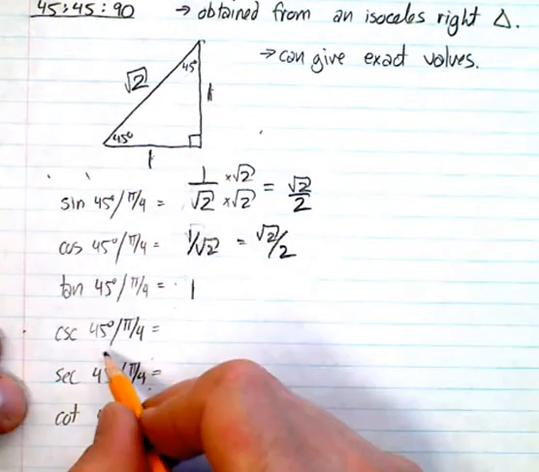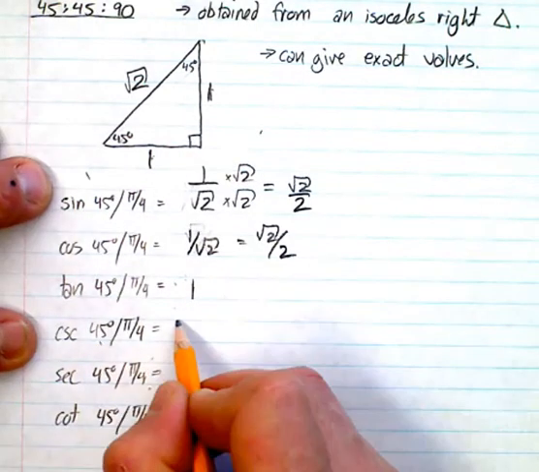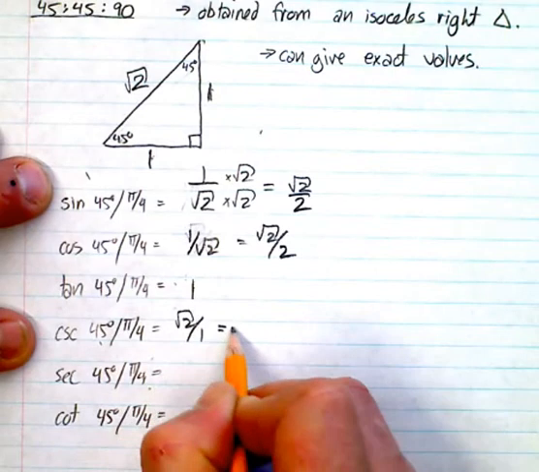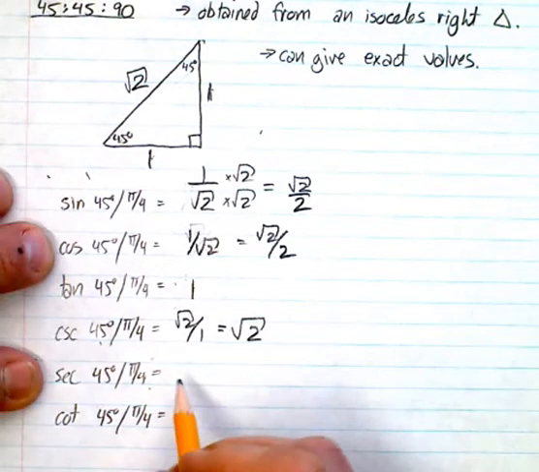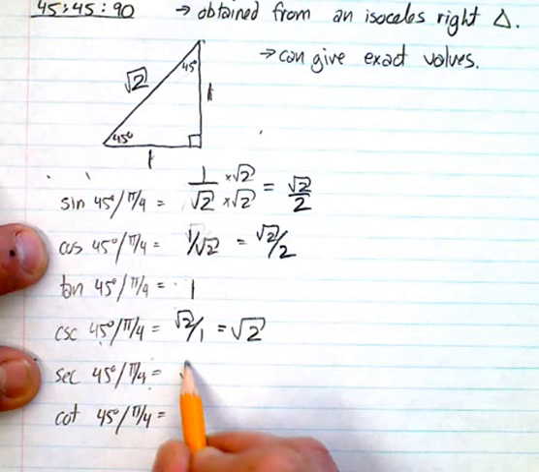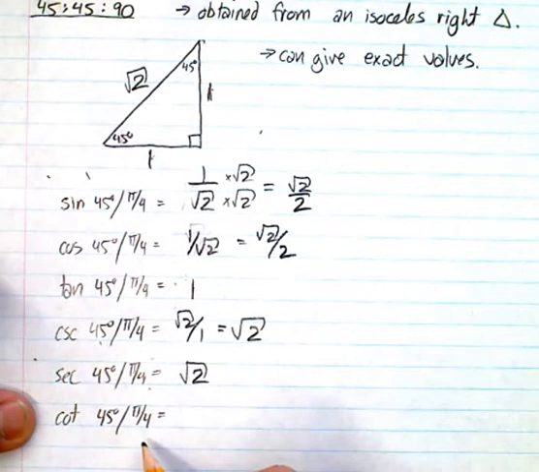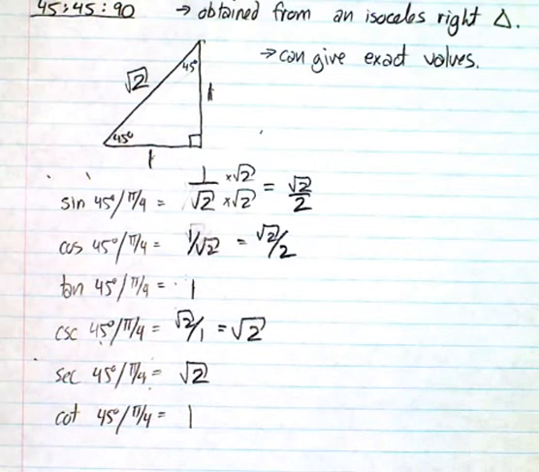And then cosecant, reciprocal of that. So how about root 2 over 1, or simply root 2? Secant 45, same thing. It's going to be root 2. And the reciprocal of cotangent, the reciprocal of 1, is just 1. So here we have, ladies and gentlemen, your special angle triangles. Okay? And the types of questions that you're going to get are going to involve these specific values. So let's have a look here and see if you can answer these questions.